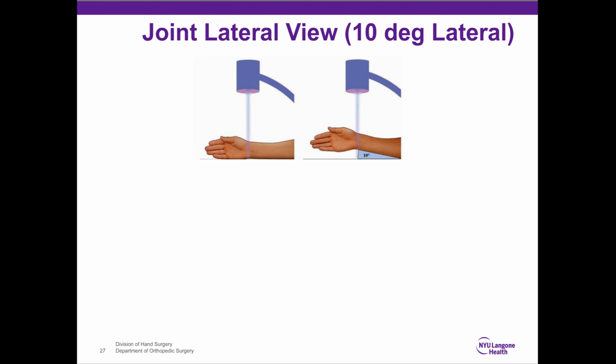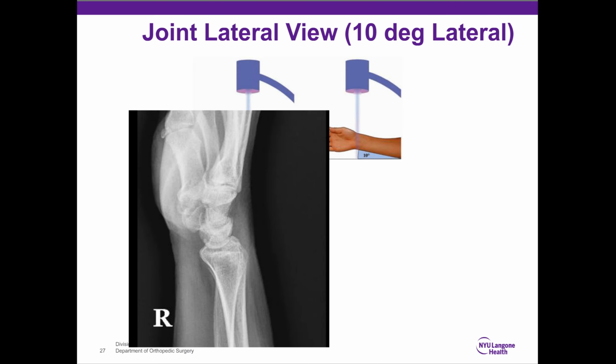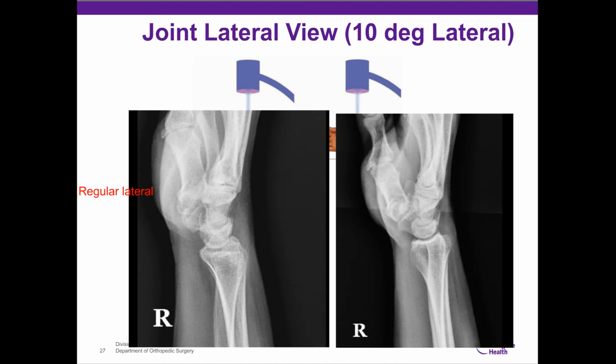To do that, you basically have to do what's called a 10 degree lateral or joint line view, which is very simply just elevating the wrist. This gives us a lot of information about the actual joint surface and reconstructing that with either surgery or reduction. So here's your regular lateral, the same patient, and this is the 10 or 15 degree elevated view. You're seeing right down the pike of the lunate facet.